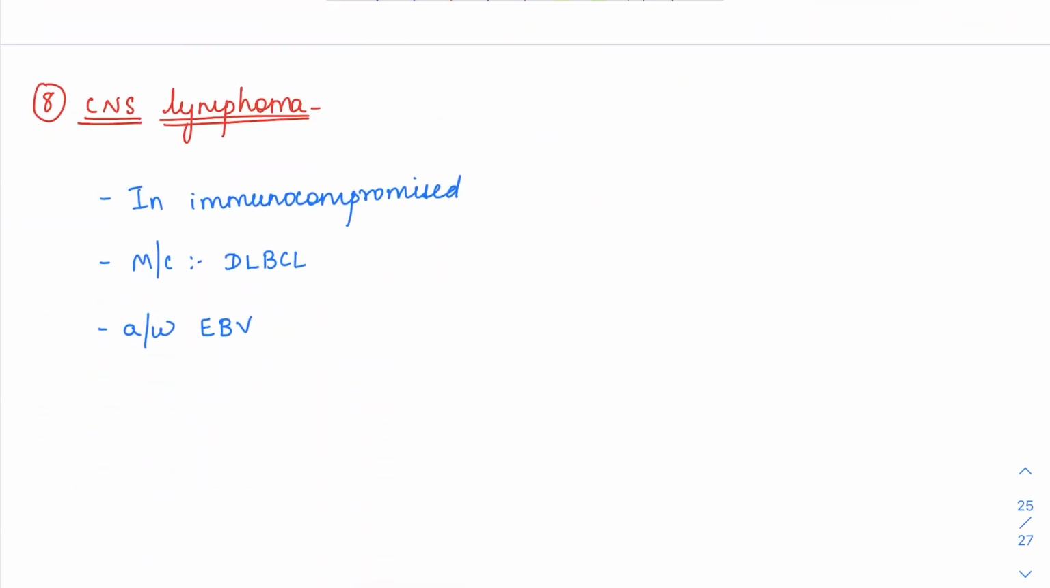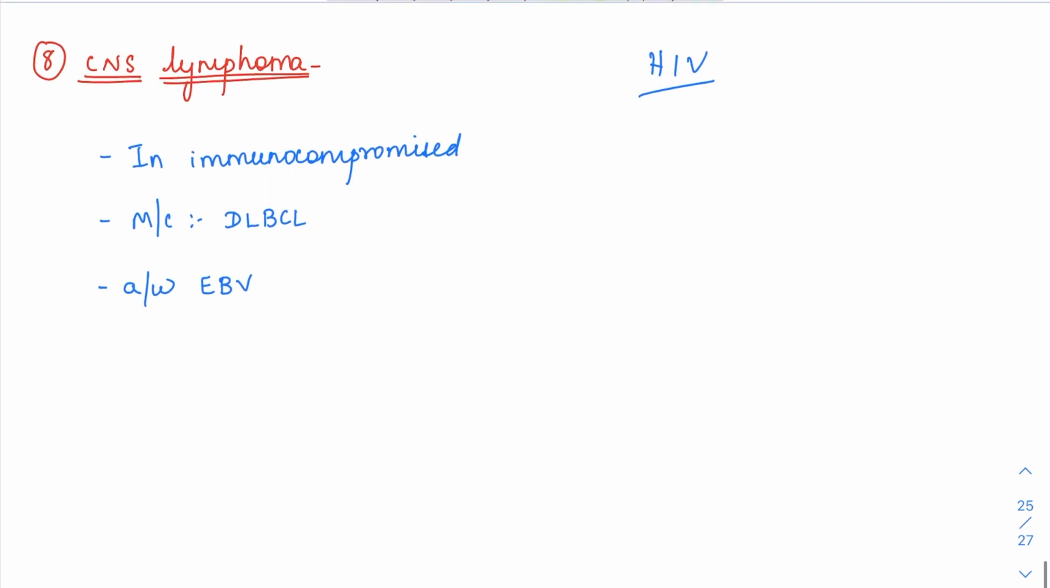Then the last CNS tumor will be CNS lymphoma. Lymphomas are usually seen in the CNS during immunocompromised states. Even in HIV, it was one of the AIDS defining tumors. AIDS defining tumors were NHL, the primary CNS lymphomas, then other than that, Kaposi sarcoma and also cervical cancers, right? So in the CNS, they can cause primary CNS lymphoma, which is going to be of diffuse large B cell lymphoma morphology, and which is going to be associated with Epstein-Barr virus.